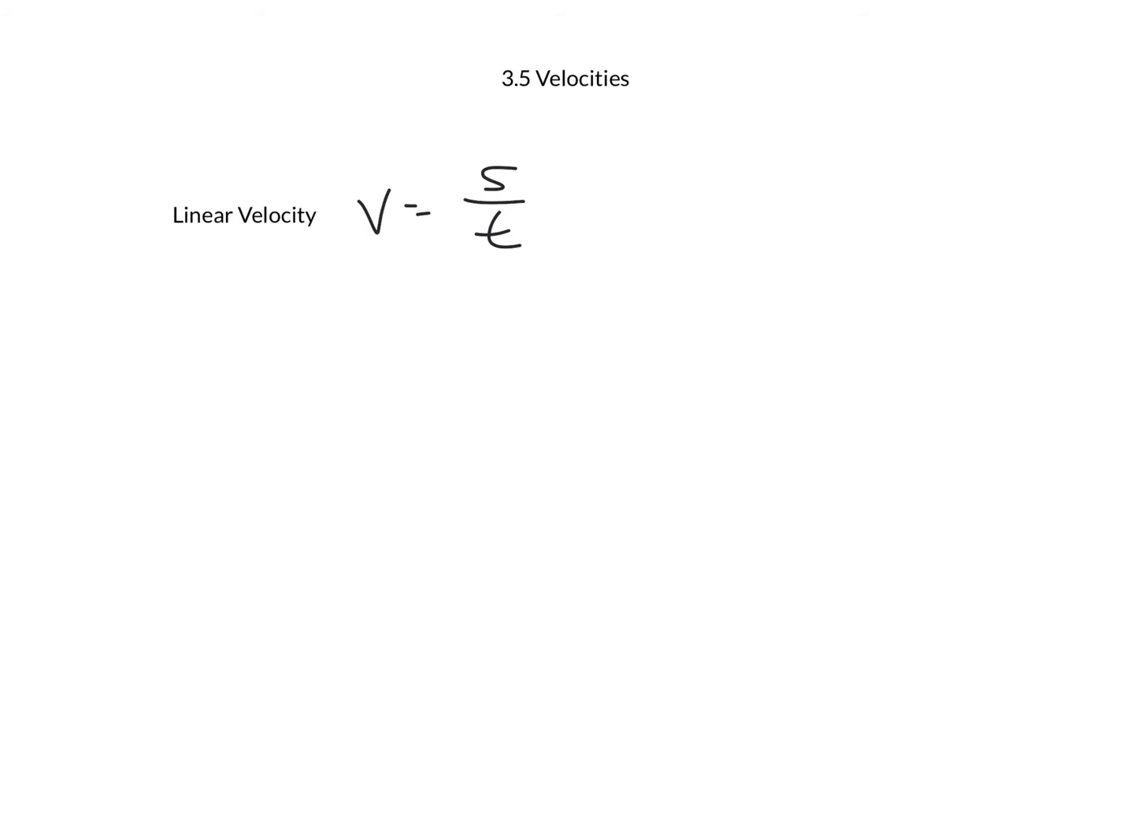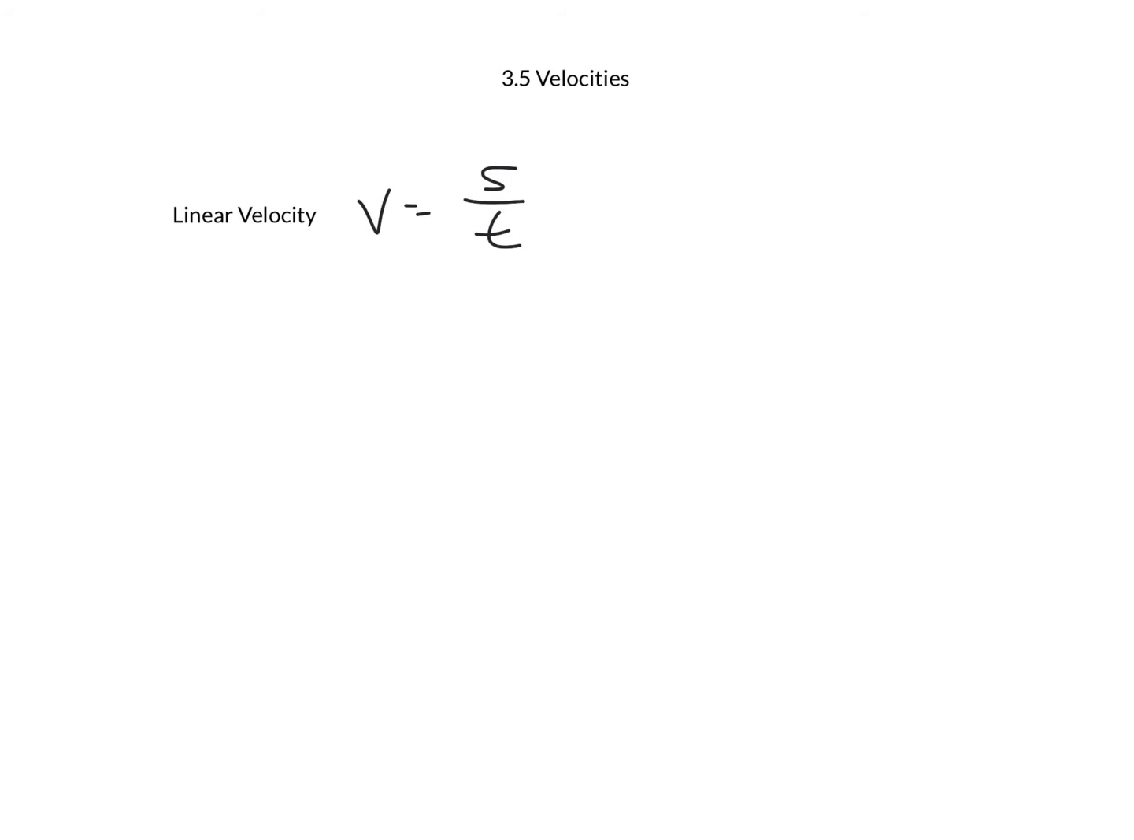All right, so 3.5 of velocities. We're going to start with something called linear velocity, and that's just your basic velocity around a circular object. And we measure that by v equals s over t, and s, hopefully you remember from previous sections, and t of course is time.